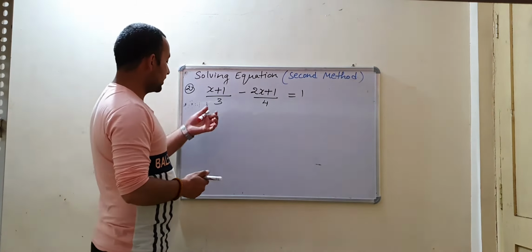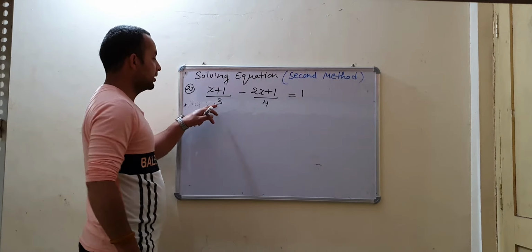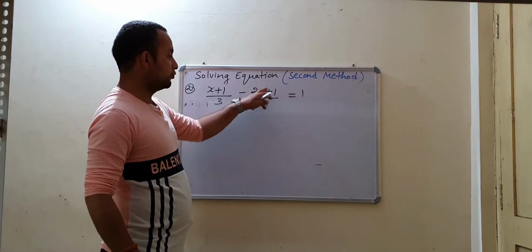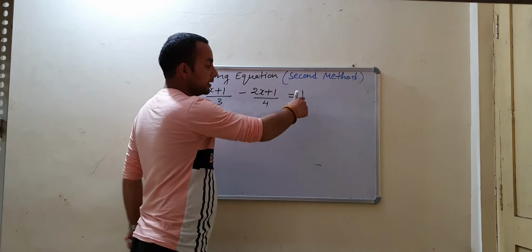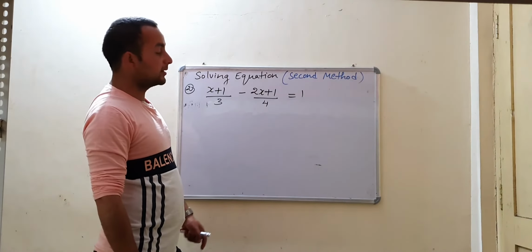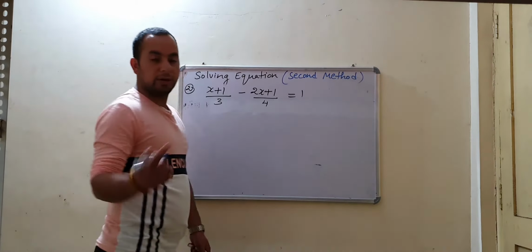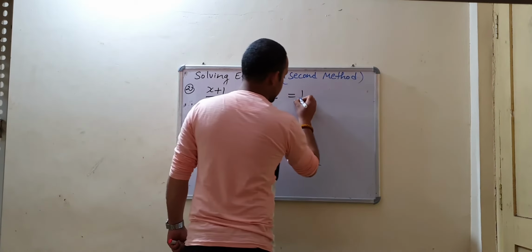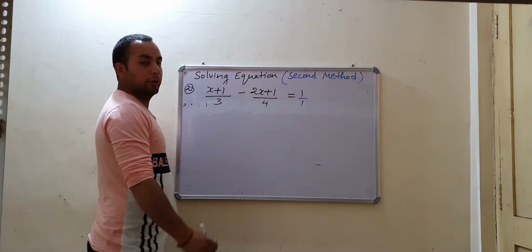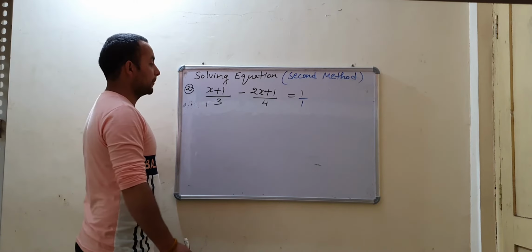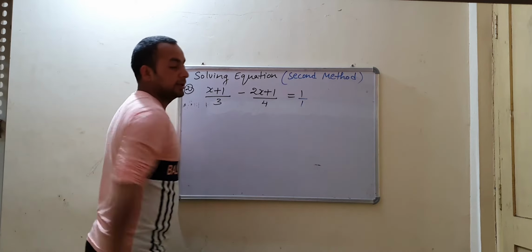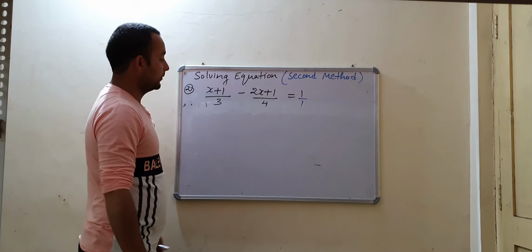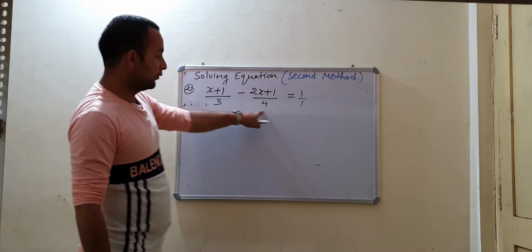So x plus 1 divided by 3 minus 2x plus 1 divided by 4 equals 1. Here 1 is a natural number, and every natural number has a denominator 1. So you can keep it as 1 upon 1, the p by q fraction form, because your other numbers are in fraction form, similarly you will take it in fraction form.